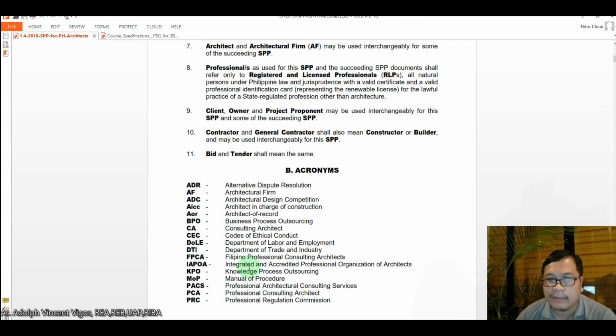DOLE, you have Department of Labor and Employment. DTI, the Department of Trade and Industry. FPCA, Filipino Professional Consulting Architects. IAPOA, is the Integrated and Accredited Professional Organization of Architects. And you have the KPO, Knowledge Process Outsourcing. MOP, Manual of Procedure. PACS, Professional Architectural Consulting Services.